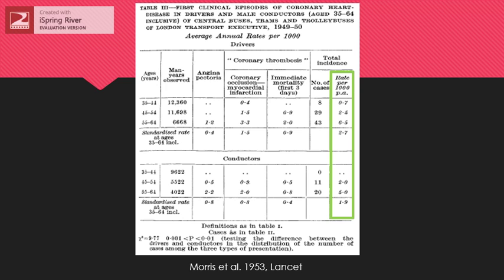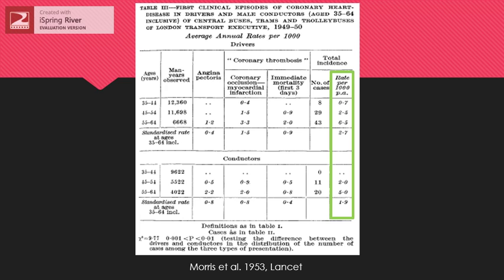So this is broken down by age. So this is age 35 to 44, 45 to 54, 55 to 64. Presumably your risk of dying. And they also were looking at cardiovascular disease. So they looked at angina, that's chest pain associated with a lack of oxygen. They looked at coronary occlusion, myocardial infarction, that's a fancy way of saying a heart attack.